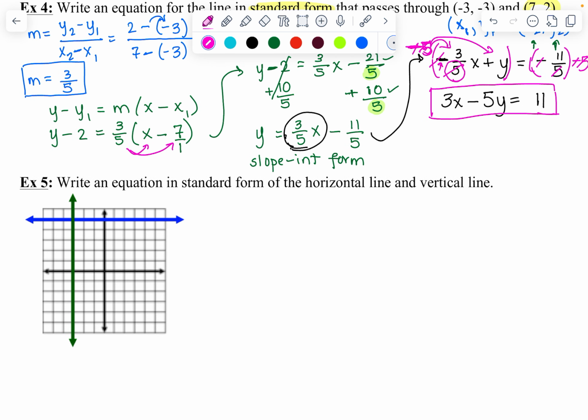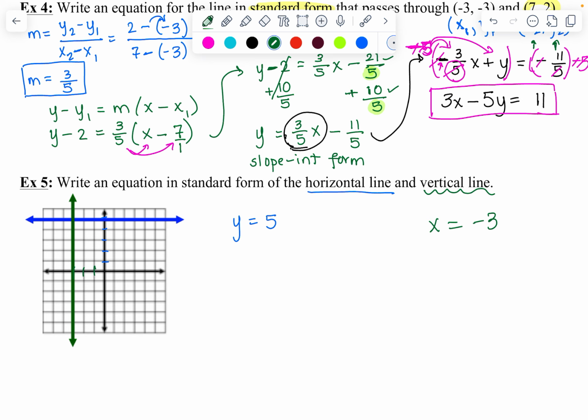Take a look at example 5. We've got a couple of things going on. Let's talk about our horizontal line. Horizontal lines are y equals some number. That number is 1, 2, 3, 4, 5. And the green line, that's going to be a vertical line. X equals some number, negative 1, negative 2, negative 3. And you have to write an equation in standard form.